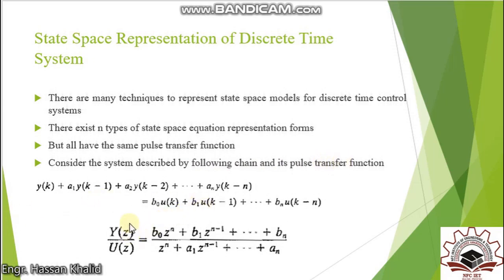Now consider the system that is described by the following chain from the output to the input side. By applying the z transform theorem we can easily form the general representation of the pulse transfer function, where y is the output and u is the input, which is equal to b0 z^n plus b1 z^(n-1) up to bn, divided by z^n plus a1 z^(n-1) and so on up to the last coefficient an.